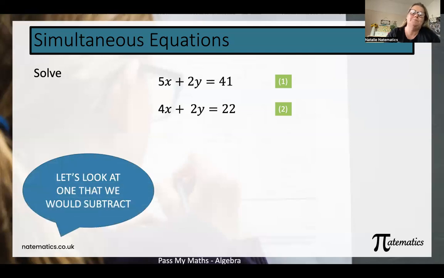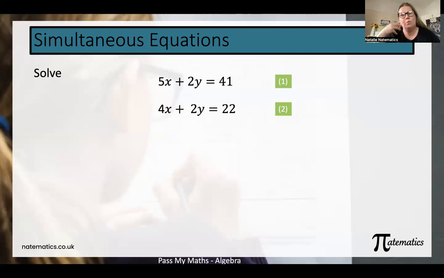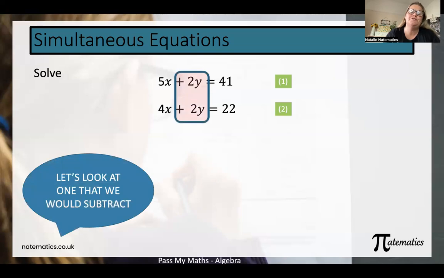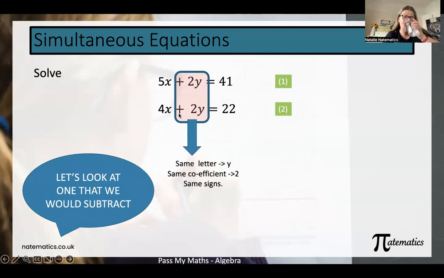Looking at this one, this is one where we would subtract one from the other. Why? Because if you look at those 2s, the two numbers in front of the x's aren't the same. Are they the same number in front of the y's? Yes, they are. Is the sign the same in front of them, plus or minus? It's the same. That is where we subtract. Now, what we would then do is decide, am I going to do that equation take away that one, and by that I mean take away that, take away that, or am I going to do it the other way around?